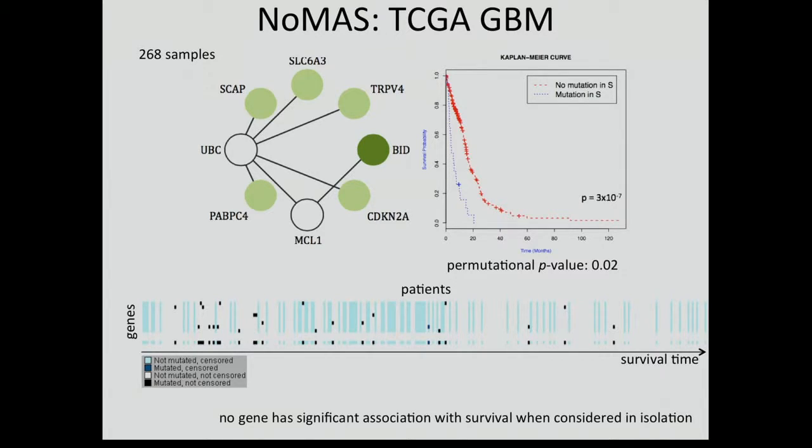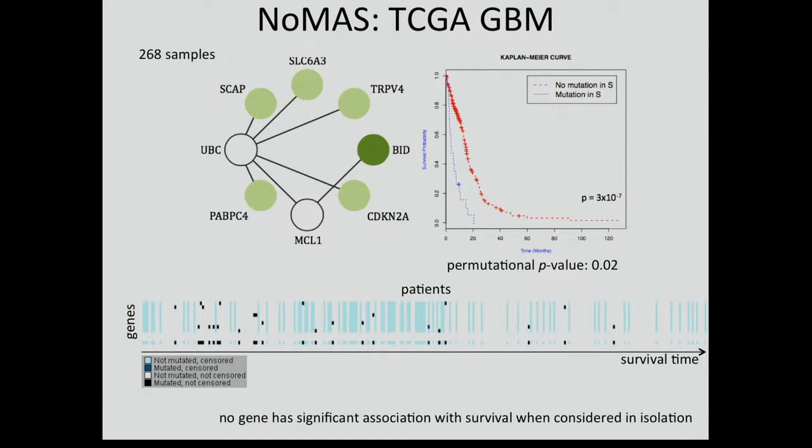And this is a representation of the mutations and the different genes in the network. You can actually see that since the patients are sorted by increasing survival time, most of the mutations in the subnetwork appear for patients that have low survival time. So this is significant according to a permutational p-value, so it is highly unlikely that you would identify such a set of genes in a network.